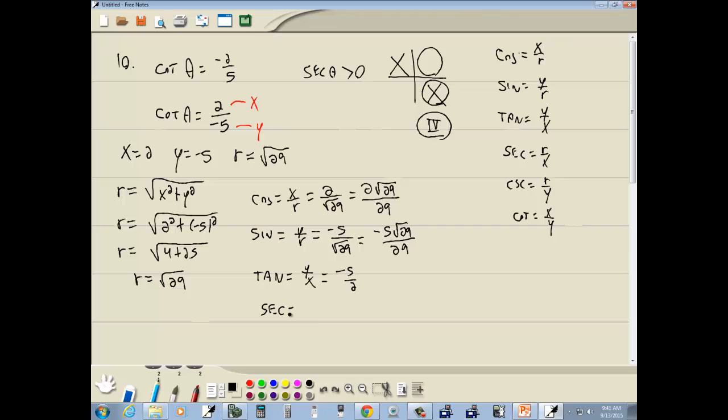Secant is cosine flipped. And I'll flip this fraction. So that'll be square root of 29 over 2. Cosecant is sine flipped. So that'll be square root of 29 over negative 5. And cotangent is tangent flipped. So that'll be 2 over negative 5. And those would be my 6 answers.